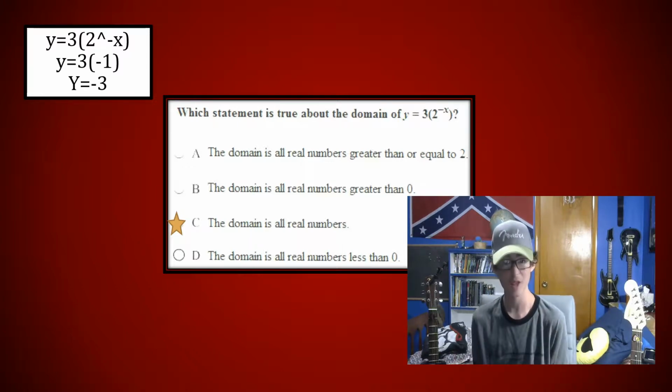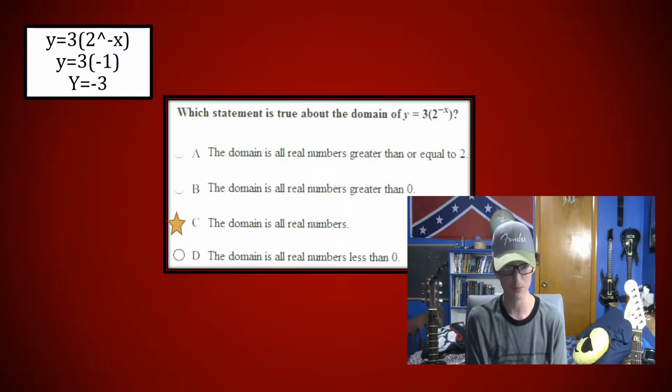Okay, so the first question is, which statement is true about the domain of y equals 3 times 2 to the negative x? Well, since the power is x, but there's nothing else, it's just an x, that would make it 1. If the power is 1, then if it's multiplied by anything, it'll just stay 1. But since it's a negative, that'll just make it a negative 1. So it'll be y equals 3 times negative 1. So it'll be y equals negative 3 whenever you multiply those together. So now we have to find out which answer it'll be.